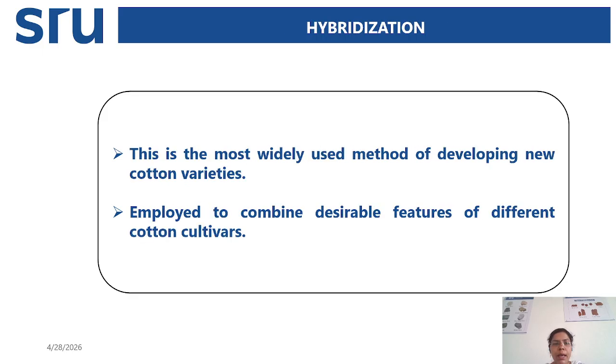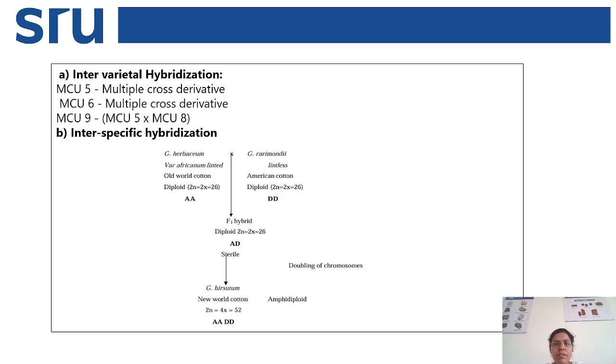And next is hybridization. Hybridization is nothing but a crossing or mating between two genetically dissimilar parents. This is the widely used method for developing new cotton varieties, because by hybridization we can combine the desirable features from different cotton cultivars.